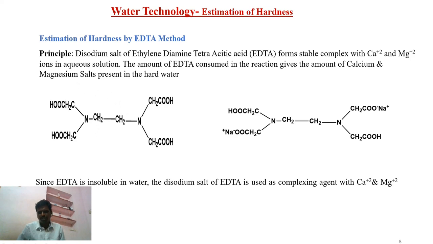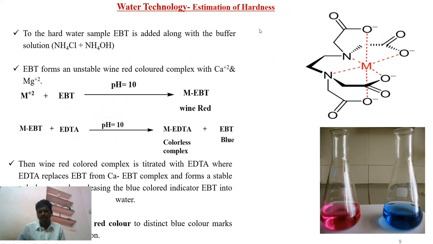EDTA is insoluble in water, so we are using the disodium salt of EDTA as a complexing agent. That principle and simple method is given here. So we are taking ammonium chloride, ammonium hydroxide buffer, and then EBT as an indicator. So we have to take a hard water sample. With that we have to add EBT as well as ammonium chloride and ammonium hydroxide. This is a basic buffer. A buffer can be used to maintain the pH at a constant level.